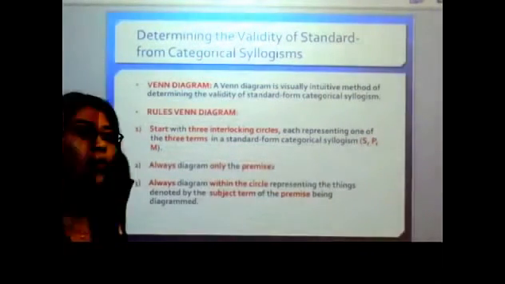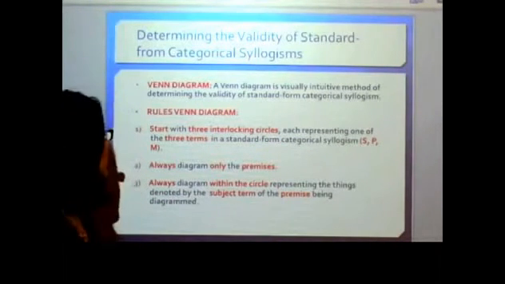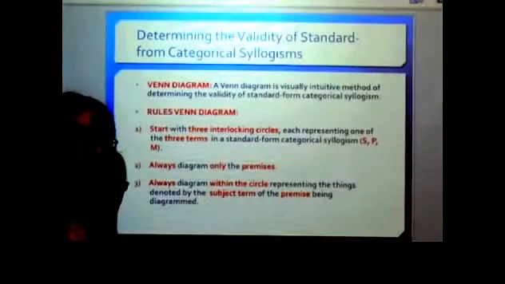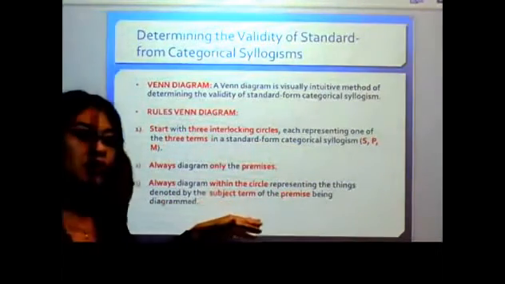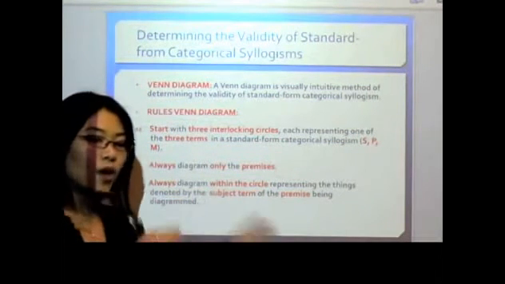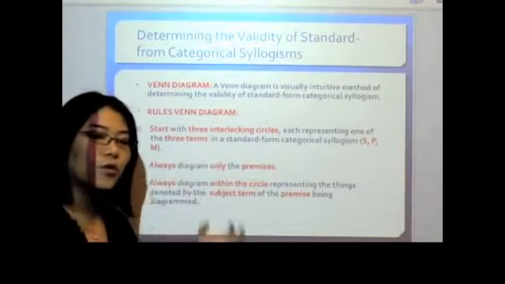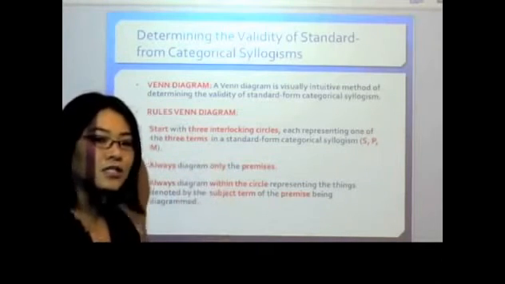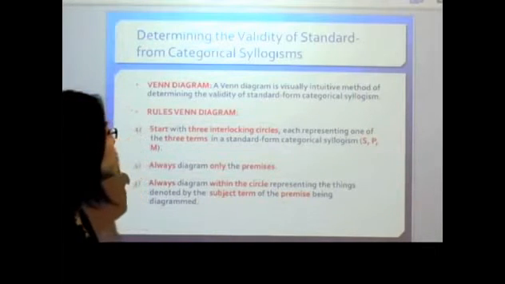Always diagram only the premises, okay? Never diagram the conclusion, and then always diagram within the circle representing the things denoted by the subject term of the premise being diagrammed. So you're going to diagram one premise at a time, and when you do the diagramming, you want to make sure that you do all your work in the subject circle of the premise that you are diagramming, okay?